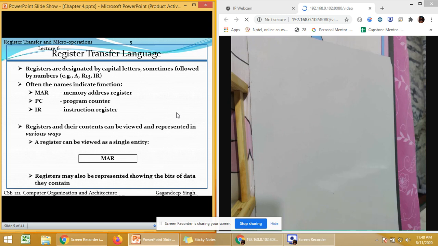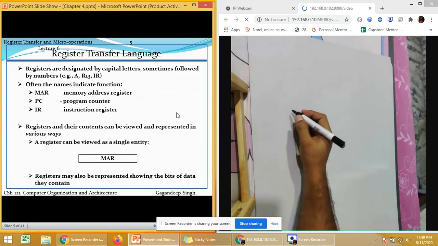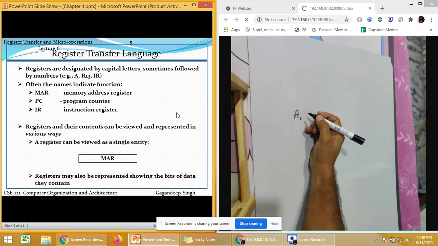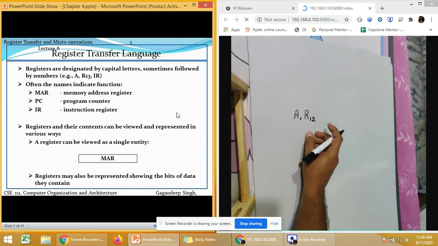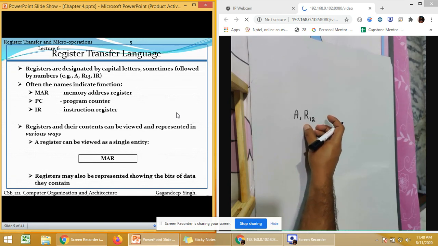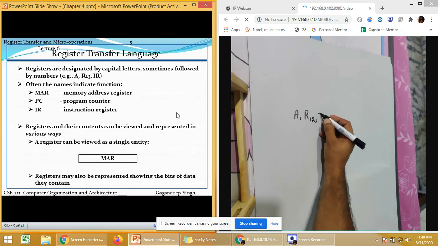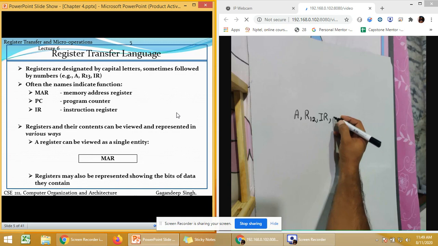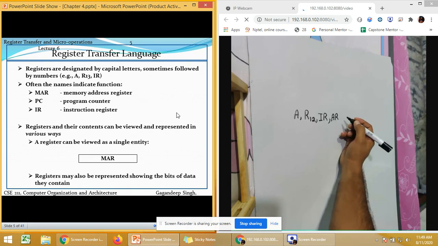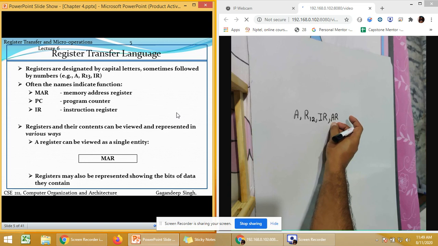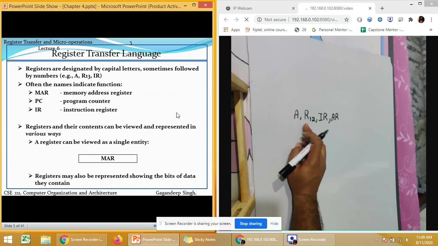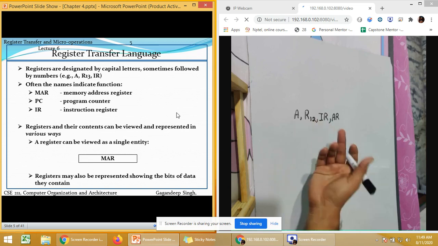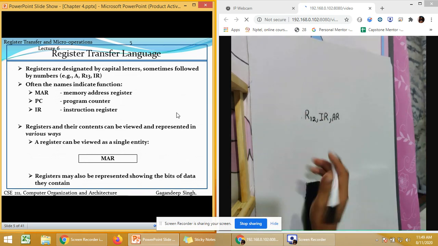So how to represent a register? We can use a capital letter. We can name it by using the register numbers. Like if it is register number 12, it can be represented like R12, or it can be a combination of different values. Okay. So AR is your address register, IR is your instruction register, R12 is register number 12, the general purpose 12th register. Whereas A can be anything. We can also write AC, it is the accumulator.